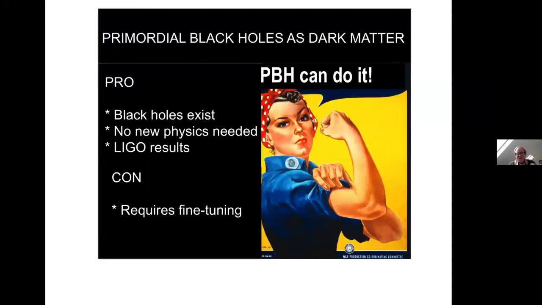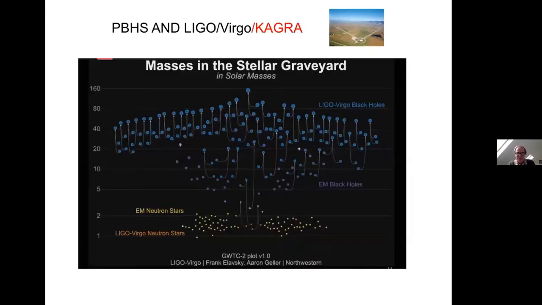Now, obviously, the issue which interests everyone at this workshop is, can primordial black holes provide the dark matter? You've already heard the reasons, but the main argument against it is that you do require fine-tuning of the collapse fraction, which I'll come back to in a moment. And obviously, there are the claims from the LIGO-Virgo work. Sorry, KAGRA is the forthcoming Japanese one.